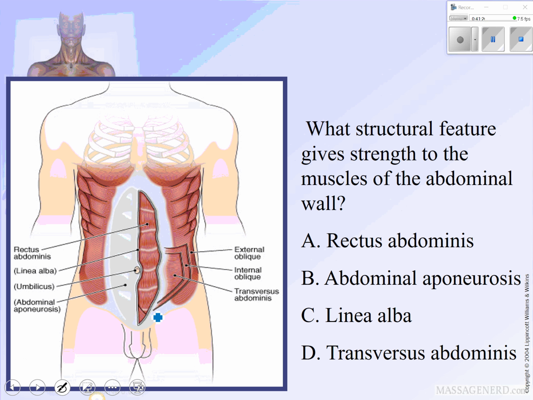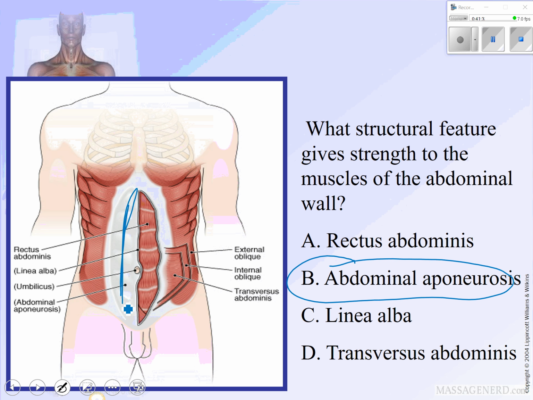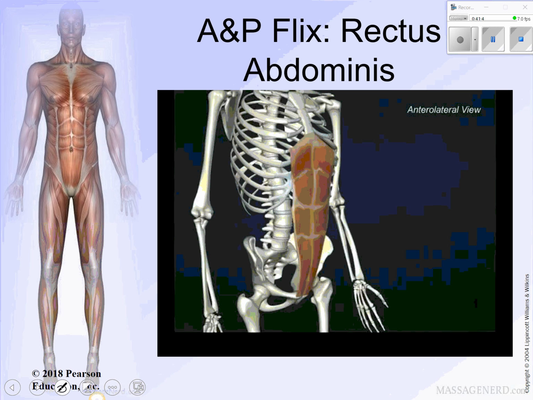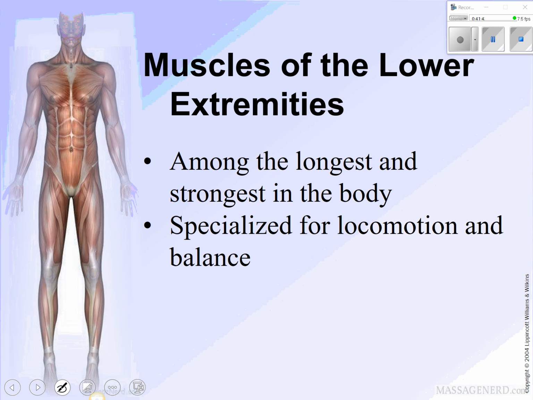What structural feature gives strength to the muscles of the abdominal wall? And that's going to be your abdominal aponeurosis. That's here. And it's just a really strong membrane structure. Again, we're going to just flip through those videos, and you could watch those later on Mastering AP.